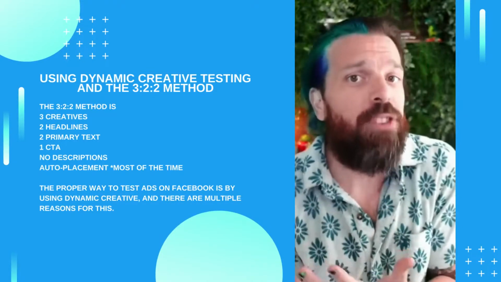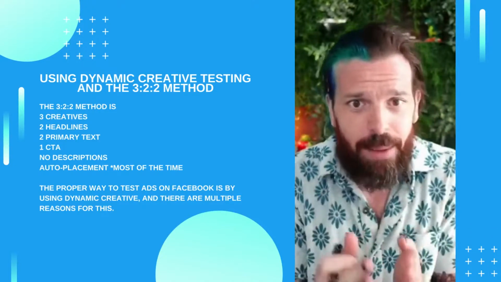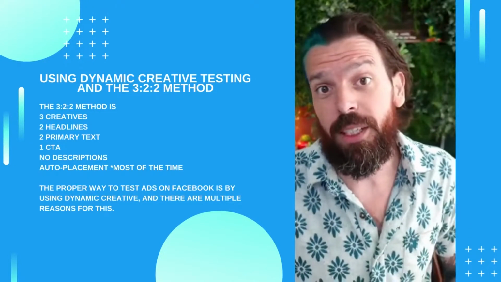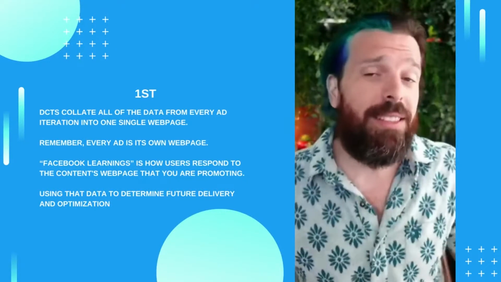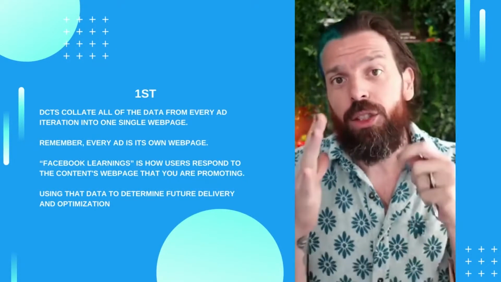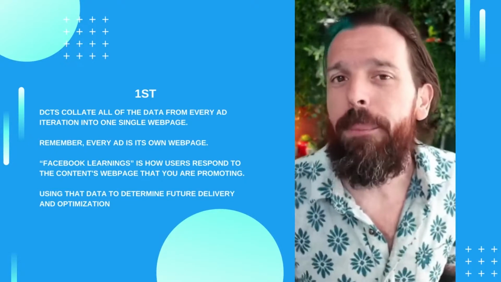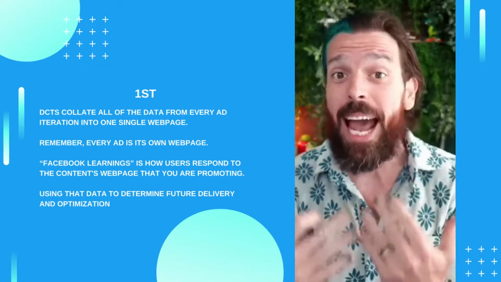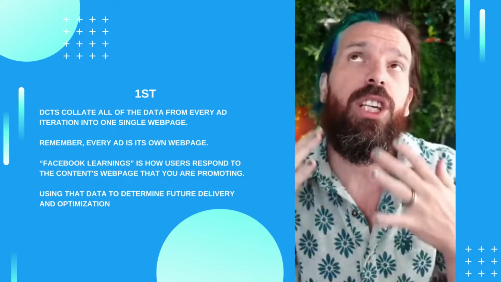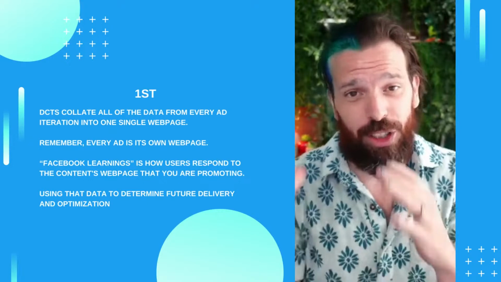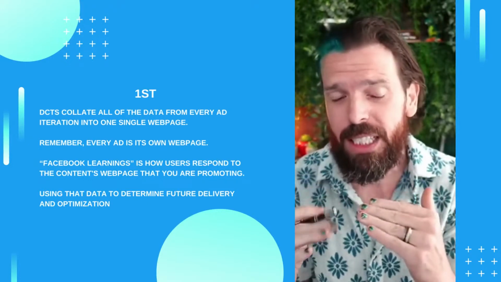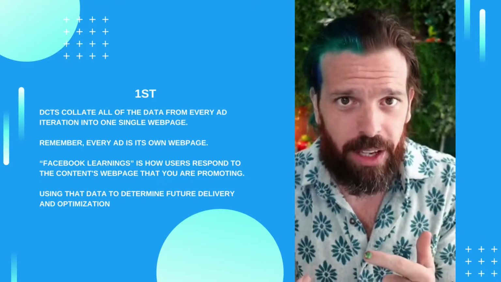This is the proper way of testing Facebook ads. Use dynamic creative, and there are multiple reasons for this. First, DCTs, dynamic creative tests, collate all of the data from every single ad iteration into one single web page. Remember, every single ad is a web page. A dynamic creative is an adaptive web page that gives the user the best experience. It's basically like having JavaScript on your site where it changes a little bit depending on how somebody sees it. That's what a dynamic creative is.